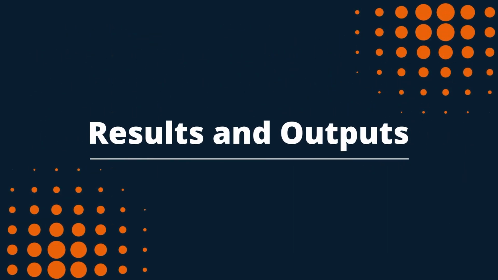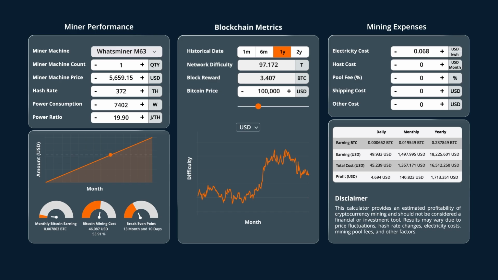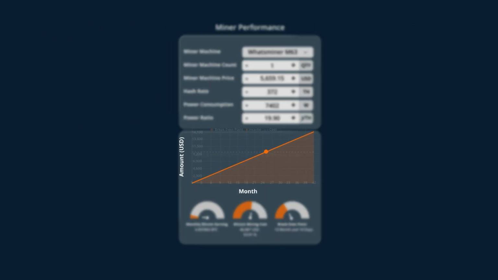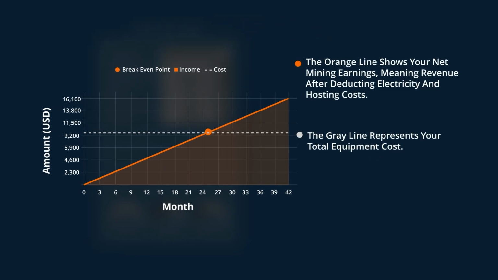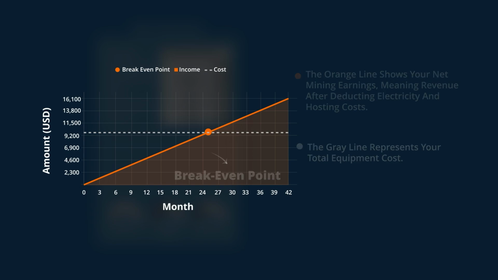Now, let's see your results. The calculator instantly shows you the most important numbers you need. The first thing you'll see is a clear break-even chart, which visually shows exactly when your investment will start paying off. The point where the gray and orange line meets is your break-even point, telling you precisely how many months it takes to recover your initial investment.